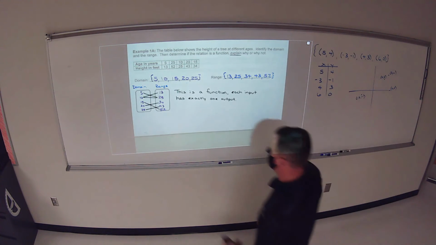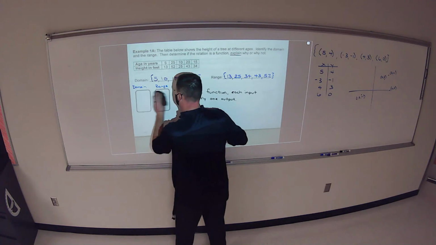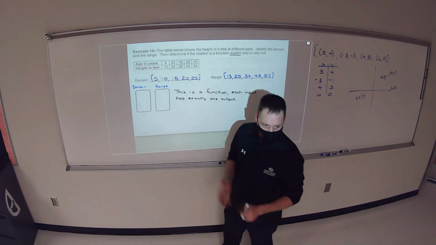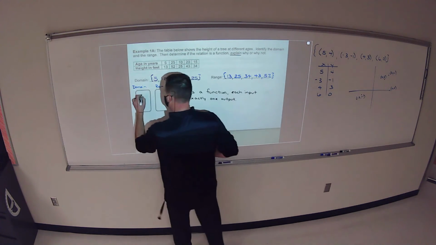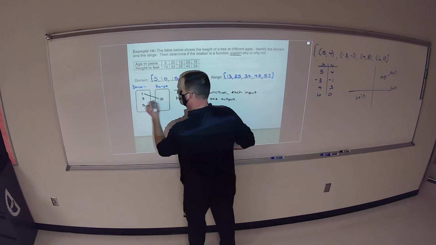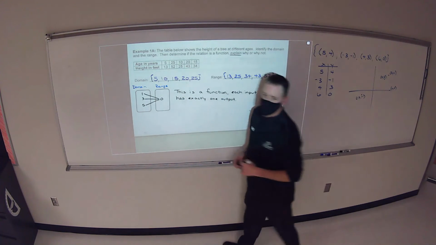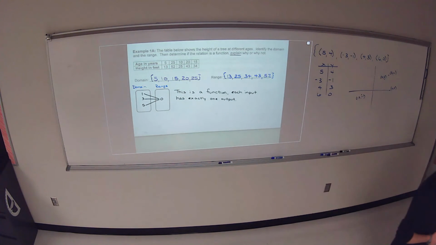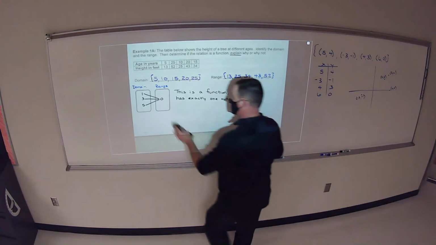Okay, again, I'm going to keep going through these because there's a lot of different scenarios that I want to consider. Let's say I completely change my domain and range. And so now here's my domain, 1, 3, and 5, and my range is 0. Is that a function? Yeah. Because each input has exactly one output. Does each input have exactly one output? Yeah. So is it a function? Yep. Does it matter that they all go to the same one? No. All we're concerned about, does each input have exactly one output? Yes, it does. This is a function.